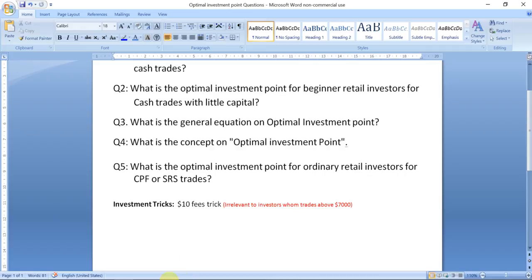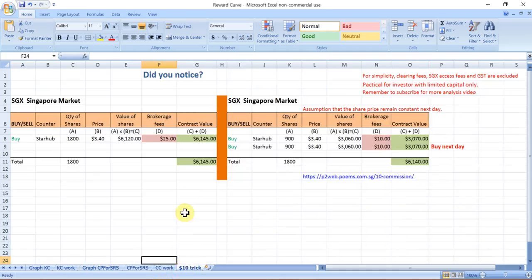Consider an investor who wants to buy 1,800 shares of StarHub. So it works out to a cost of $6,120 and a brokerage fee of $35. This adds up to $6,145. So how do I play tricks with this?